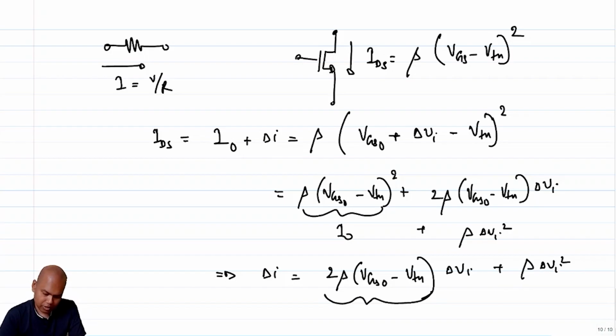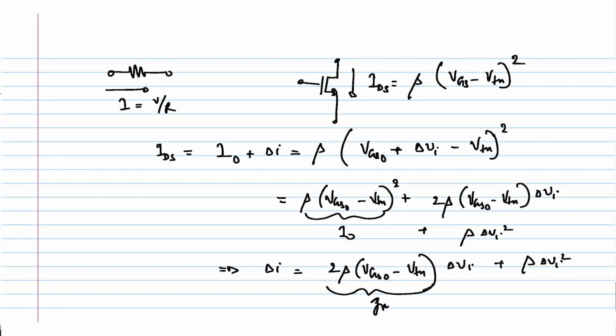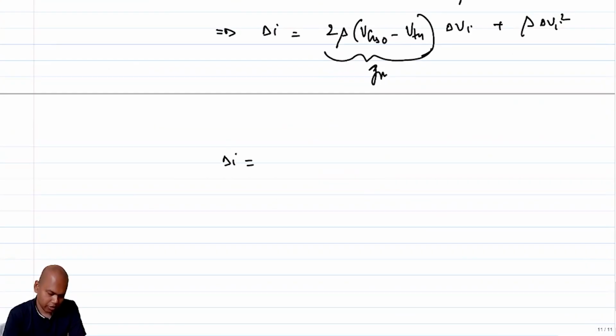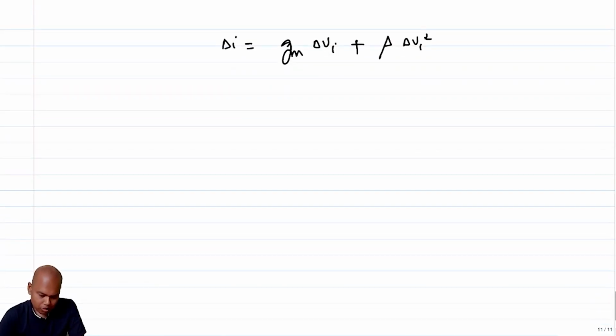What is this? This is essentially what we call GM, right? So your ΔI is the linear component, that is GM ΔVi, plus a nonlinear component, βΔVi². Okay, so we have ΔVi squared.